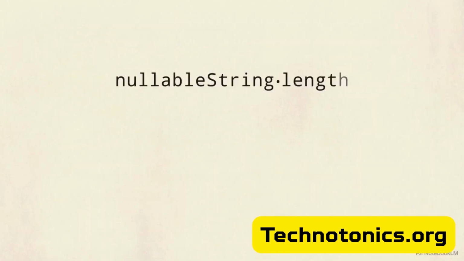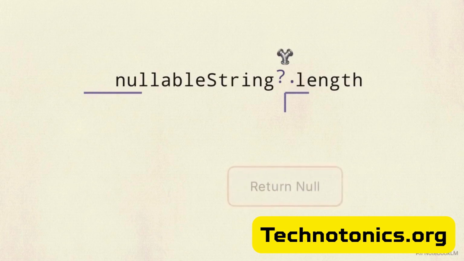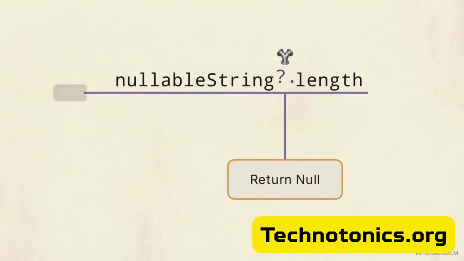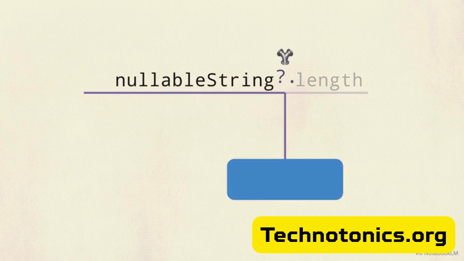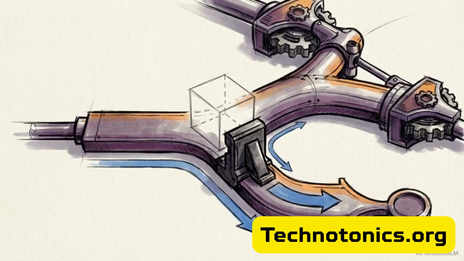Accessing a nullable string's length with standard dot notation hits a compiler barricade. Replacing it with the safe call operator, question mark dot, converts this into a branching gate. If a null arrives, the operator short-circuits, bypassing the method entirely and routing to a terminal that returns null. This prevents the application from attempting to perform an operation on missing data.